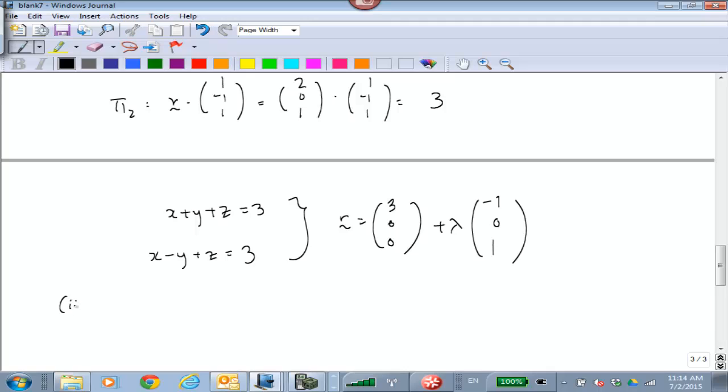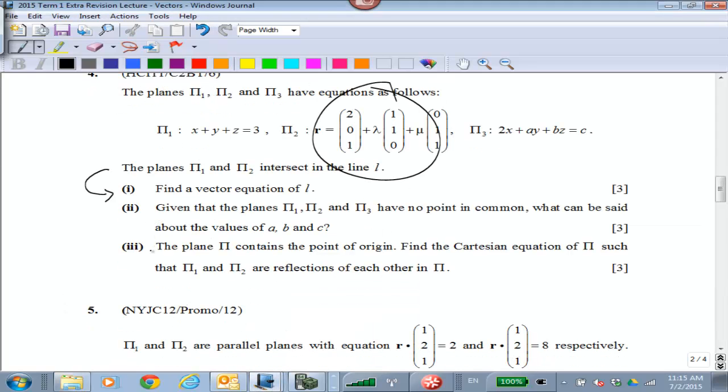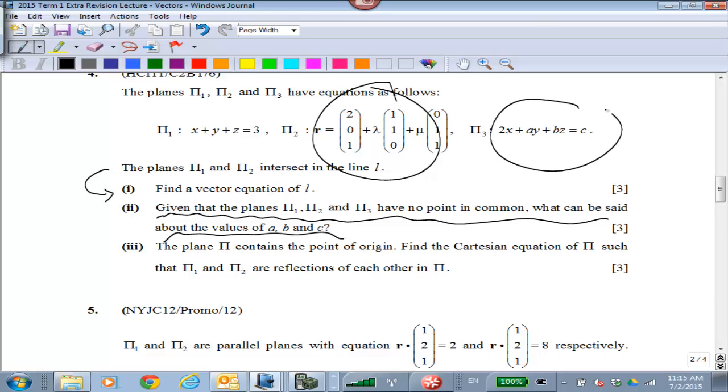Okay, class, listen up. Here comes the part a lot of you have problems with. So are you ready? Okay, listen up. This one, because it actually came out in A level, you need to know what to do. Can you see that they say that the planes have no point in common? What can be said about the values a, b, c? And a, b, c is actually contained in pi 3. Agree?